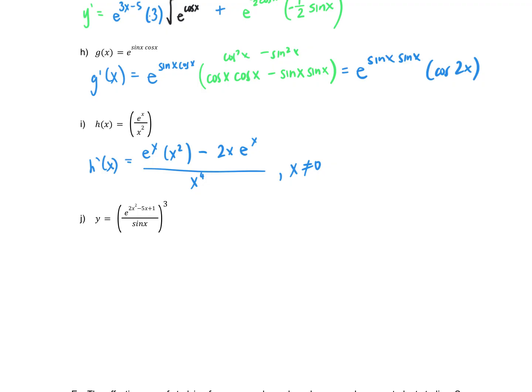If I wanted to do anything with this, I might say there's a bit of a GCF. If I wanted to clean this up, I see that both terms have an x in common. They both have e to the x in common. And when I factor it out, I'm left with x subtract 2. And then I can cancel out an x there, so that I'm just left with e to the x times x minus 2 over x cubed. And that's something I would do if I had to do more with my derivative.